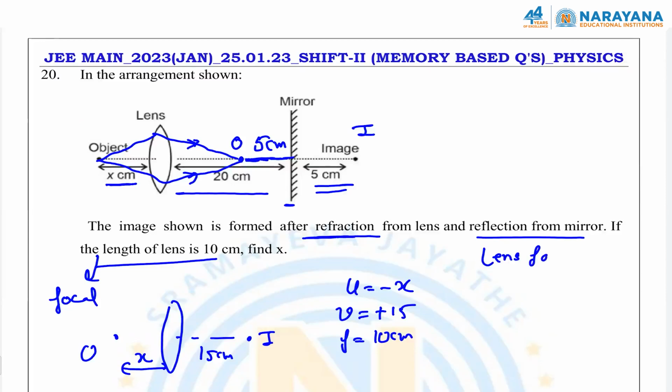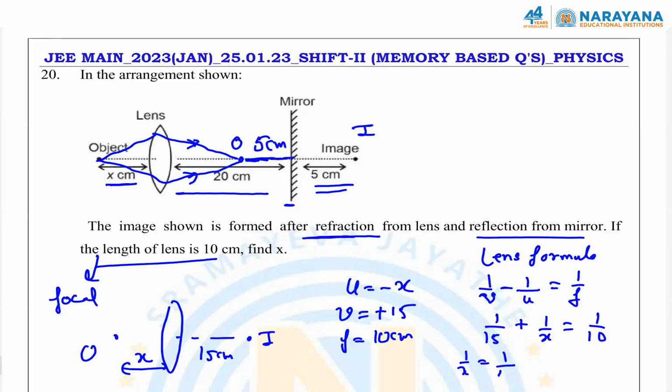The lens formula is 1 over v minus 1 over u is equal to 1 over f. So we have to calculate u. Let's plug in the values first. So v is 15, u is minus x, focal length is 10. So 1 over x is equal to 1 by 10 minus 1 by 15.